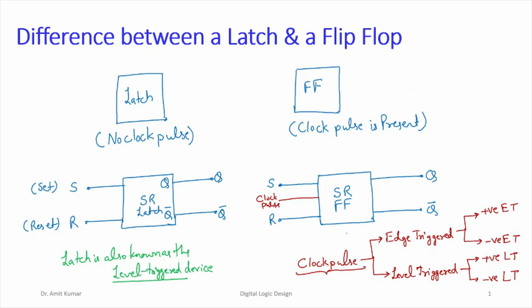But in terms of the understanding of the fundamental difference between a latch and a flip-flop, you should understand that a latch does not contain any clock pulse. Flip-flop, it contains the clock pulse, right? So clock signal is present in case of a flip-flop and clock signal is not present in case of a latch, right? And also we can say a latch is a level triggered device, right? Flip-flop can be either edge triggered or level triggered, right? So this is the fundamental difference between the two.